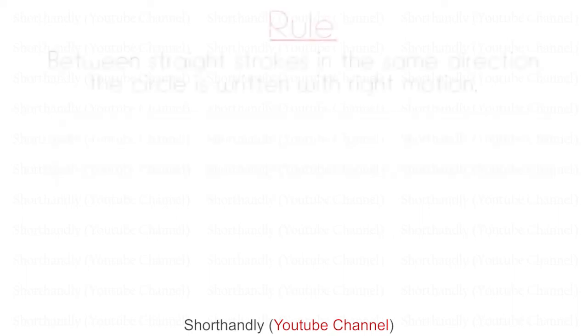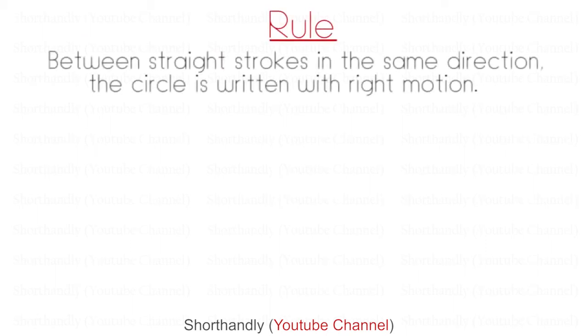Alright, so first of all, let's look at what this statement says. It says, between straight strokes in the same direction, the circle is written with the right motion. To understand this statement, we'll take some examples of words. But before taking some words, we'll make some vowels.